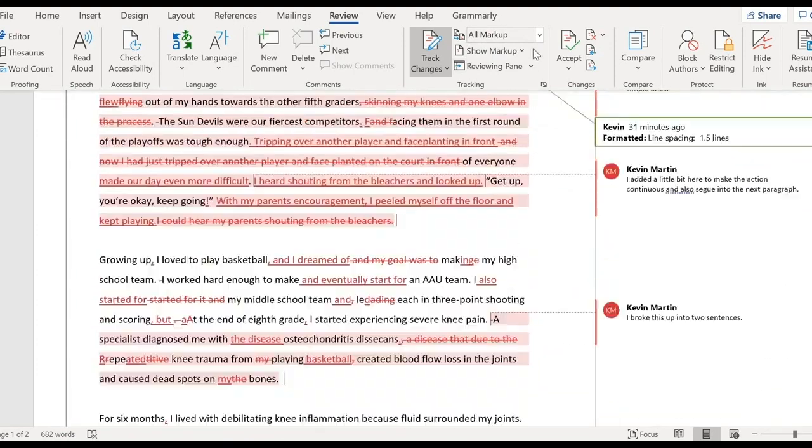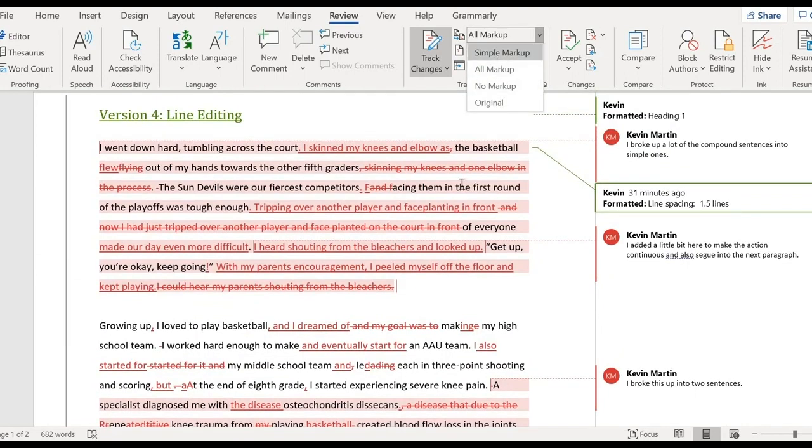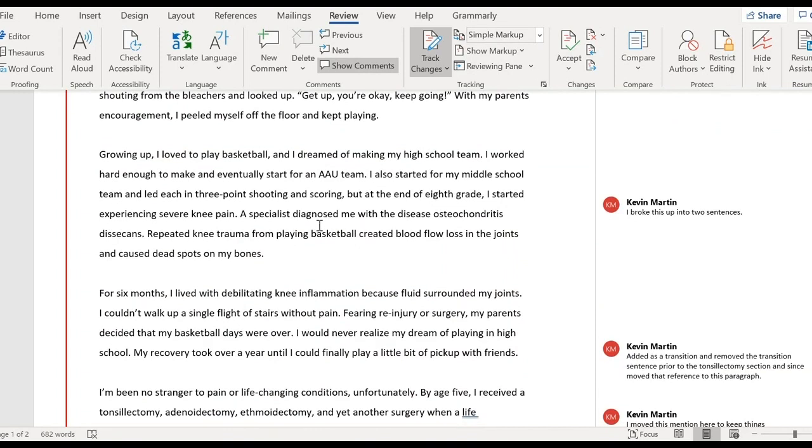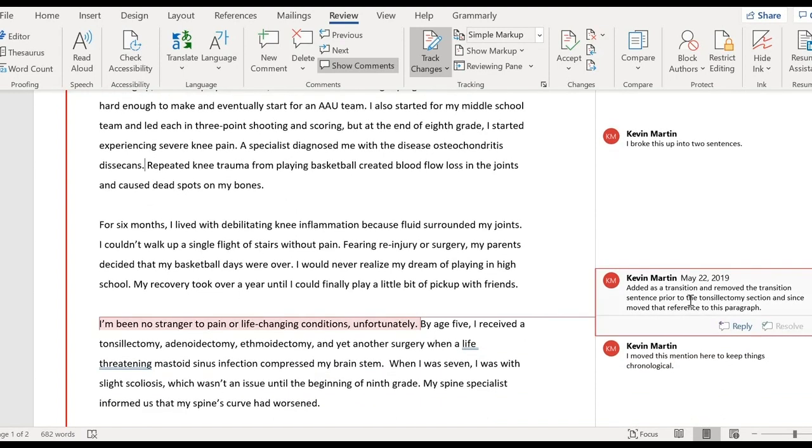And so there's still some of the same corrections that I had made before, except here I've noted exactly what we've changed. So here's one change in this essay. "A specialist diagnosed me with the disease osteochondritis dissecans." Before, there had been a comma that described what that condition was, but instead we split that up into two sentences so that we don't overload the reader with too much information, because the period indicates to take a pause, and your reviewer is going to take that invitation. And we know that it comes from repeated knee trauma from playing basketball, created blood flow loss in the joints, and caused dead spots on my bones. So we know exactly what this condition is and how it relates to the student themselves.